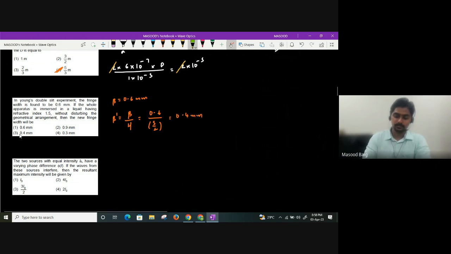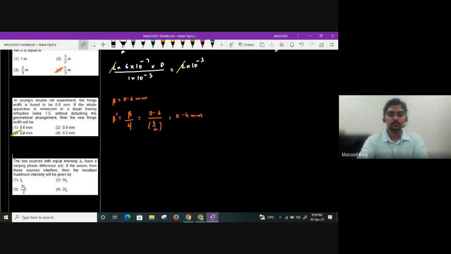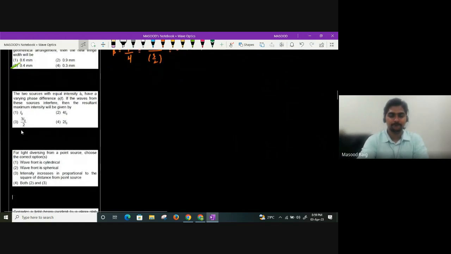Direct question again. Whenever Young's double slit apparatus is immersed in a medium, fringe width will decrease. Intensity of fringes will remain the same. Yes or no? Next question, let us see.